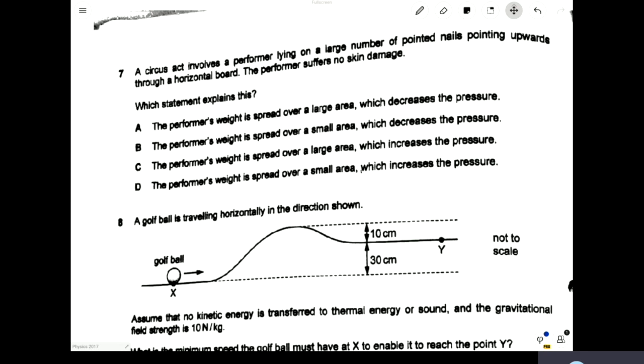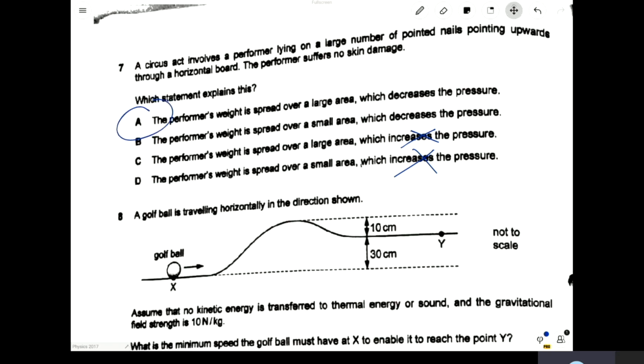A circus act involves a performer lying on a large number of pointed nails. There's no skin damage. Why? Okay, we can eliminate all this. This one, increase pressure, no. A is correct.